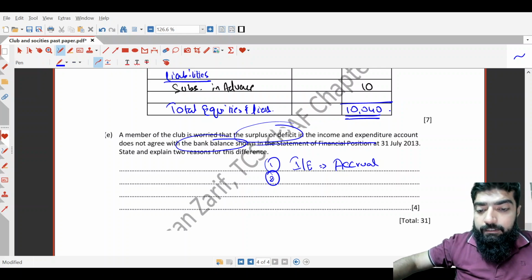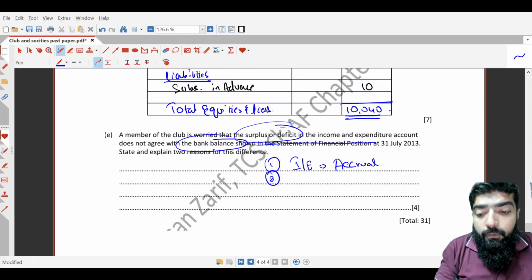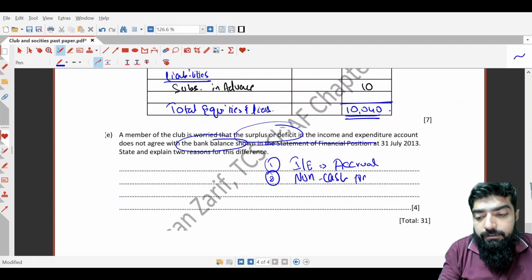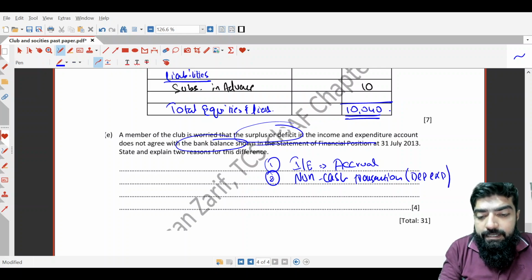One more thing, in addition to that, while preparing the income and expenditure account, we do recognize a non-cash transaction. Do you remember? Non-cash transaction, like depreciation expense. I just said that. Depreciation expense.